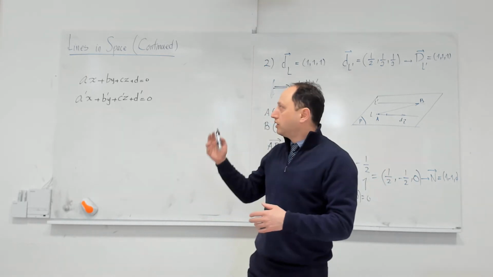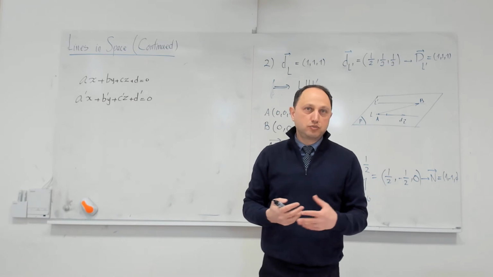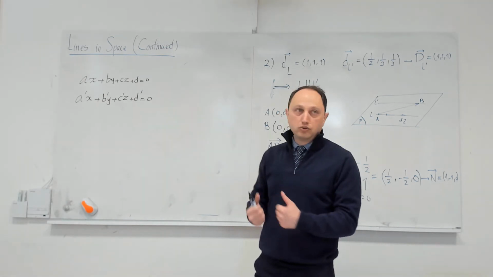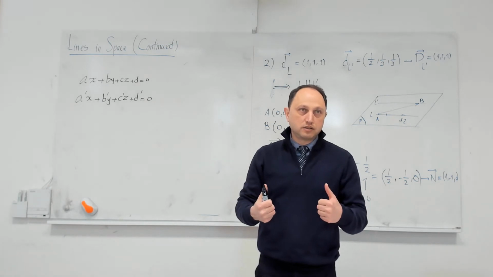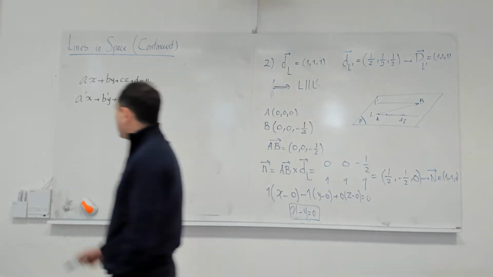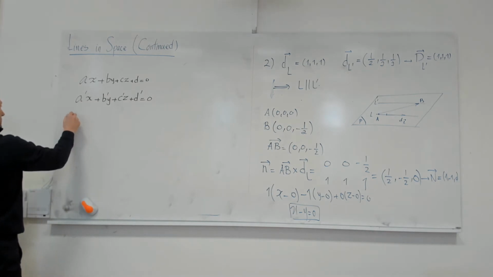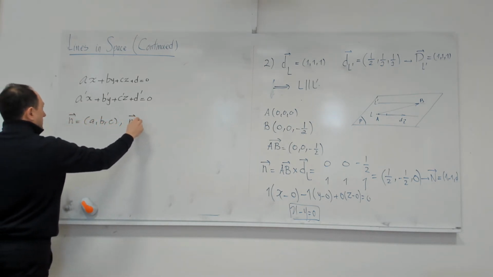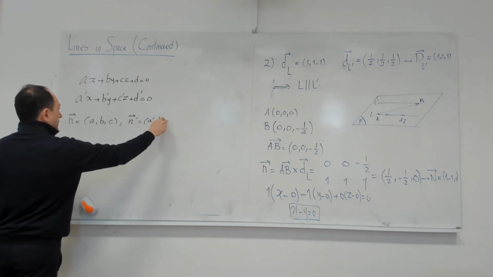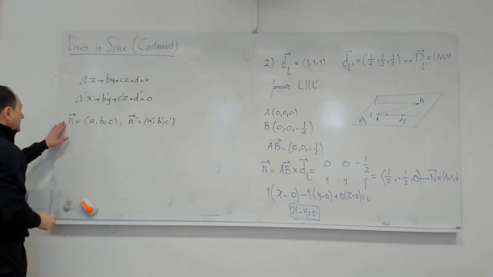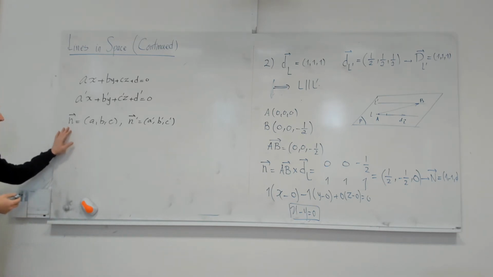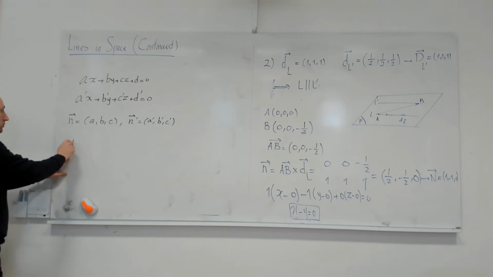But I don't want to look at it algebraically. Can you see it geometrically? Geometrically is better. So what you compare are the normal vectors first. I take the normal vector of this one, which is A, B, and C, and the normal vector of that one, which is A prime, B prime, C prime. And then I investigate if they are parallel or not. This shouldn't be hard.